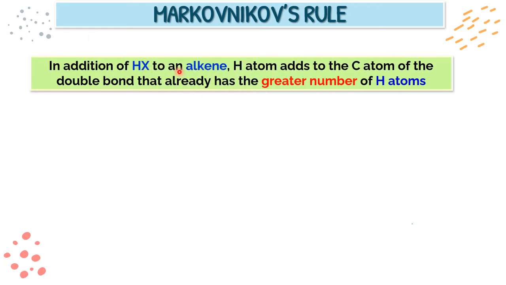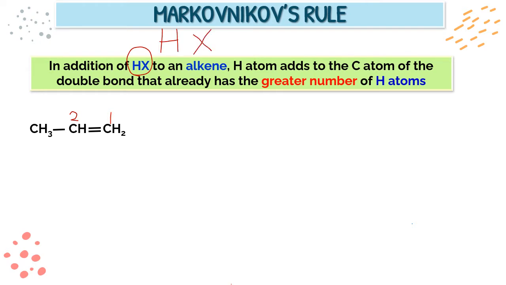So, Markovnikov rule states that in addition of HX to an alkene, hydrogen atom adds to the carbon atom of the double bond that already has the greater number of hydrogen atoms. To make it simple, this is our alkene. Focus at the carbon-carbon double bond. This is carbon number 1, and this is carbon number 2. We are adding HX, so H and also X.